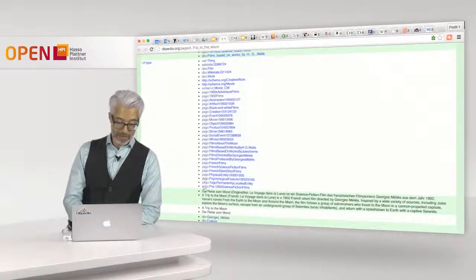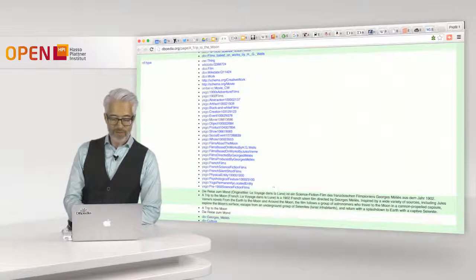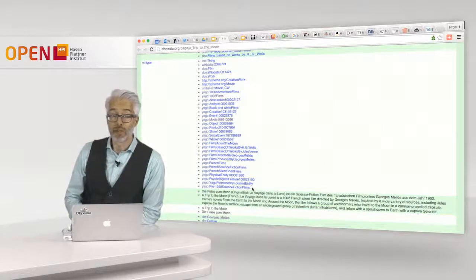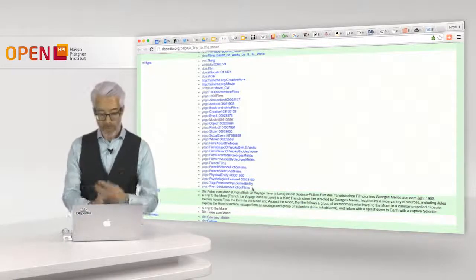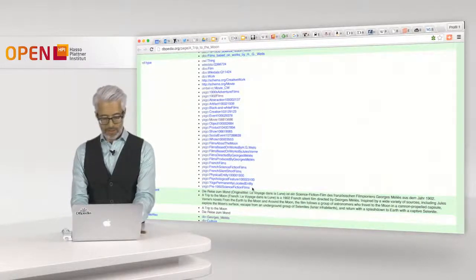YAGO is another interesting ontology which has been connected to DBpedia. And these are also classes which are rather refined, rather sophisticated. So for example, you have here films based on the works of H.G. Wells, which is rather nice to know. Also you have a category where all pre-1950 science fiction films have been collected together. So this is interesting information that could be taken into account to generate, again, a recommendation. So you see there's pretty much stuff that we can use.